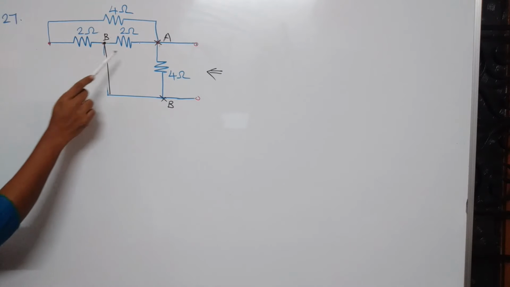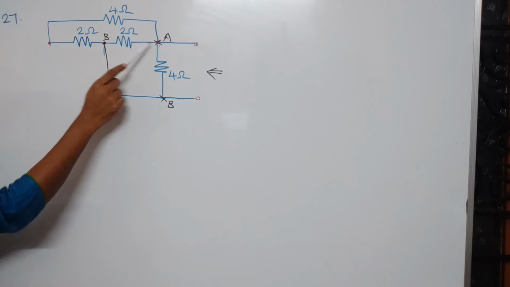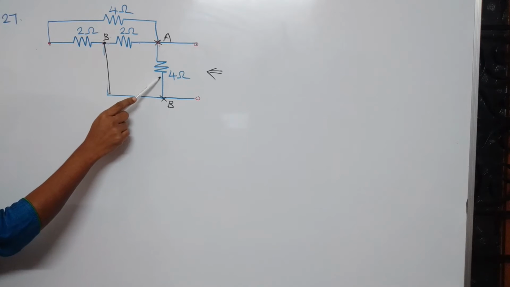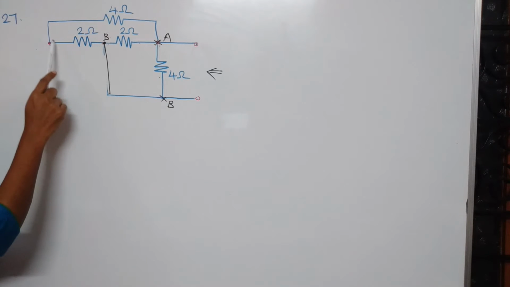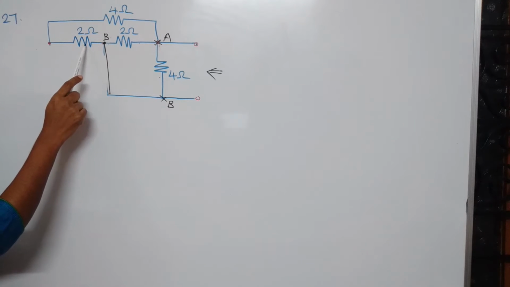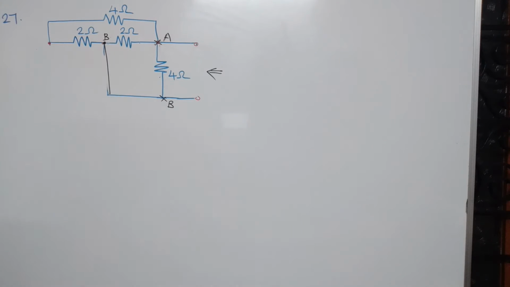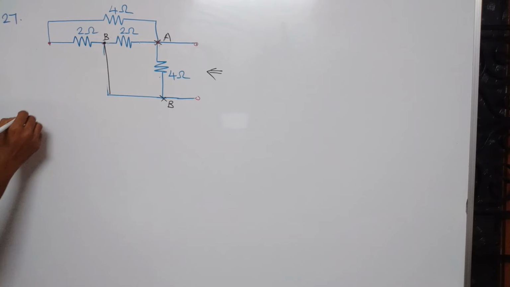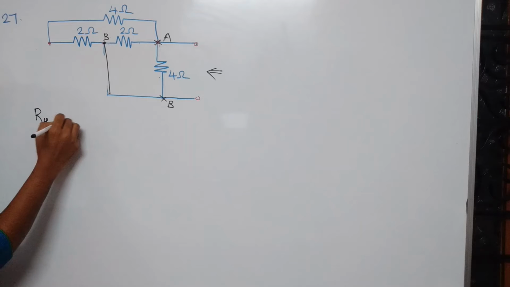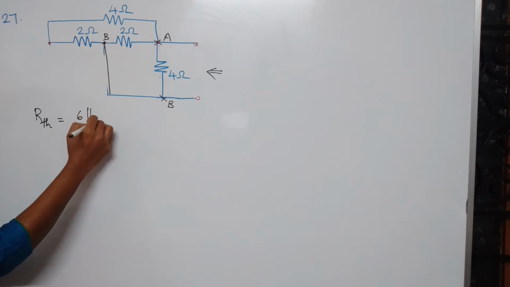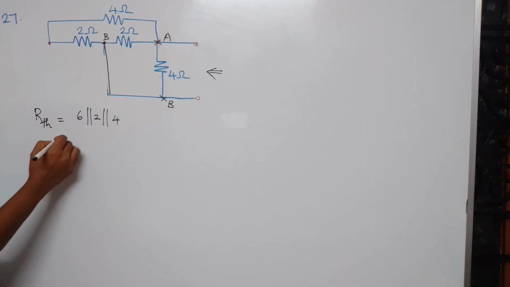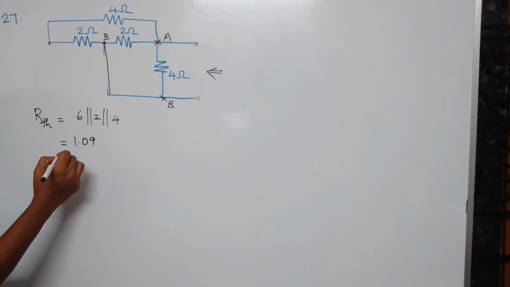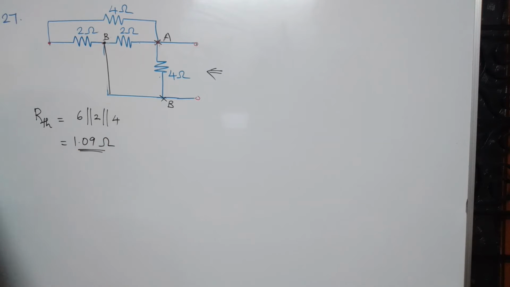That means 2 ohm is connected between A and B. 4 ohm is also connected between A and B. This 4 and 2 are in series, so 6 will be connected between A and B. So RTH is 6 parallel to 4, which on simplification we'll get as 1.09 ohm.